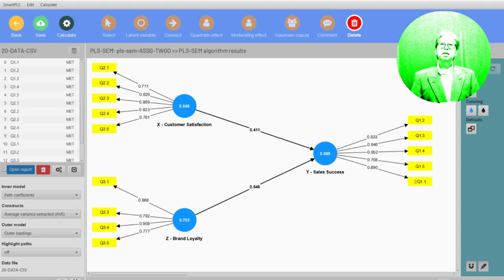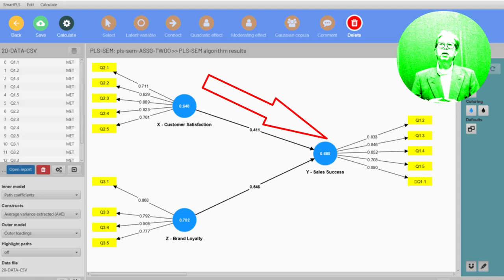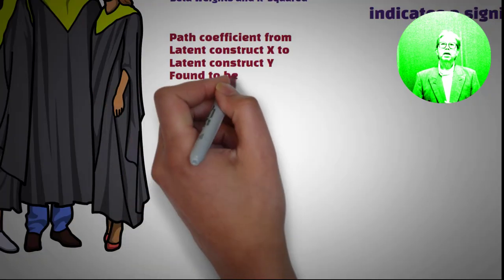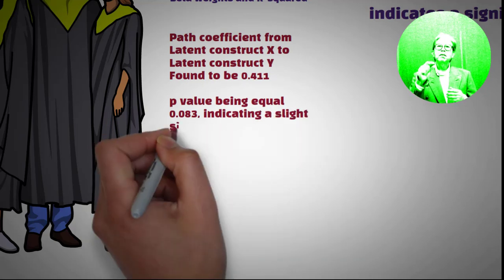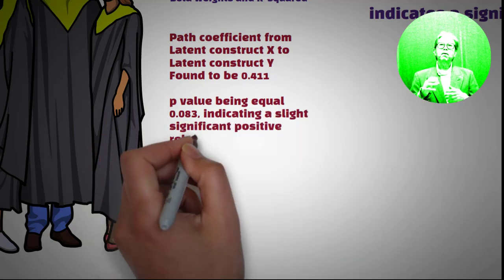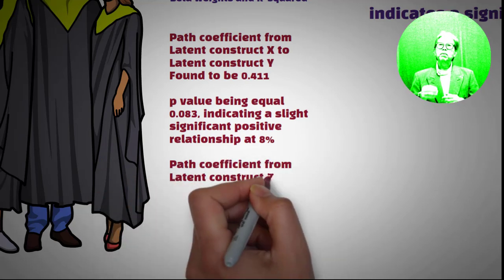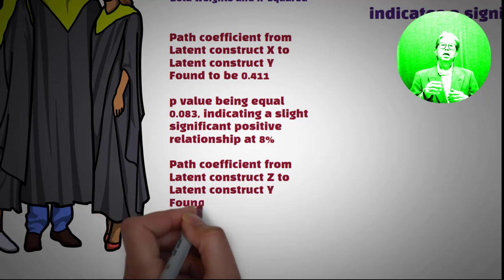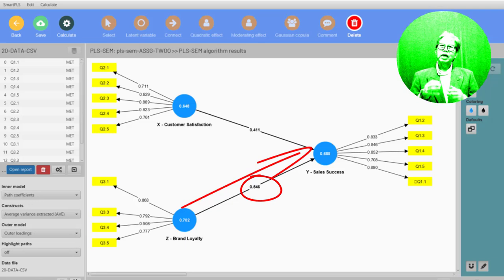The path coefficient from the latent construct X to the latent construct Y was found to be 0.5411 with a p-value equal to 0.083, indicating a slightly significant positive relationship at 8%. The path coefficient from the latent construct Z to the latent construct Y was found to be 0.546, p-value less than 5%, a significant relationship at 2%.